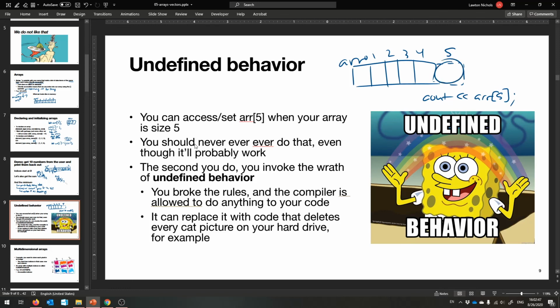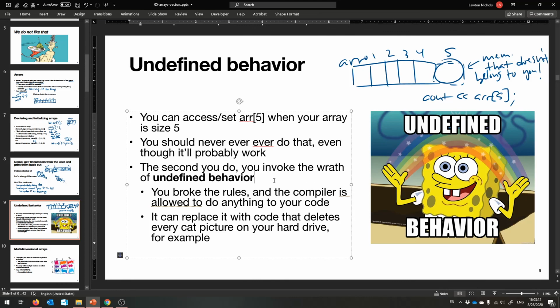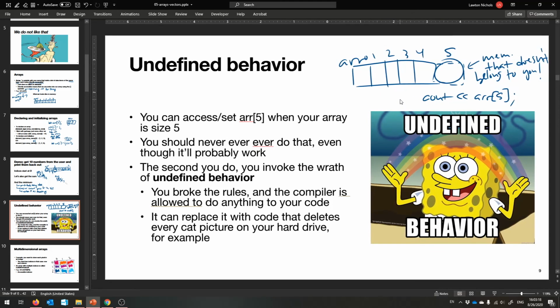This place is memory that you do not have access to. Memory that doesn't belong to you. And C++ thinks you know what you're doing, so it'll do this for you. It thinks that you know the correct size of the array. But when you don't, this is going to be an issue. So it'll probably work. You probably have access to this memory. Maybe it stores a value that's another variable in your program. Maybe it stores something else that's important, but not too important.